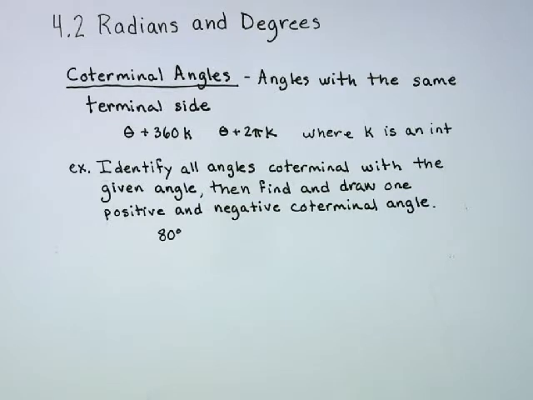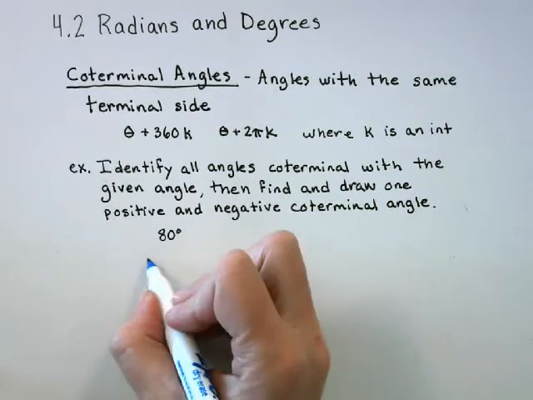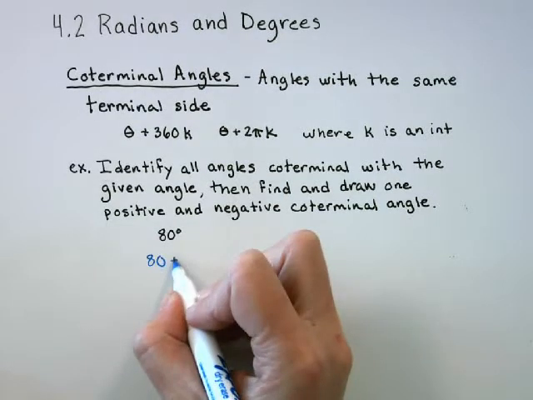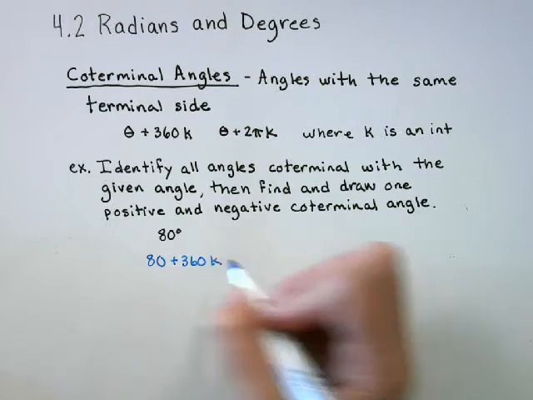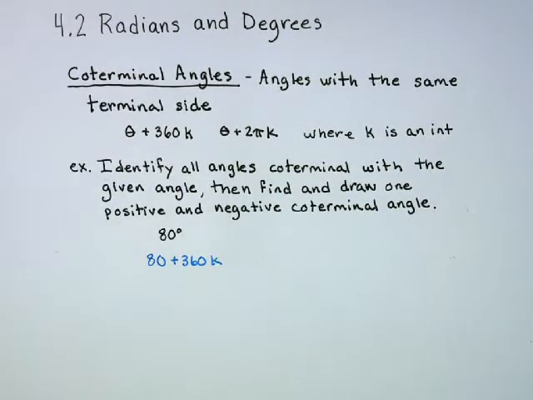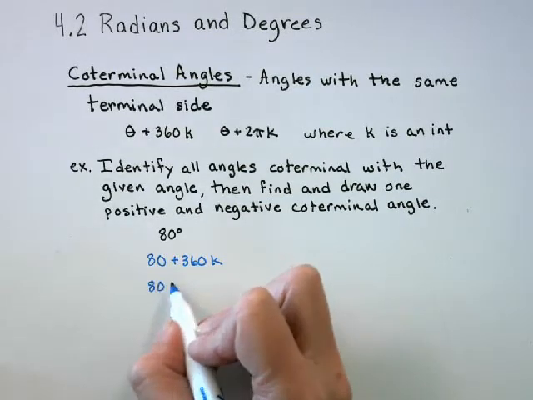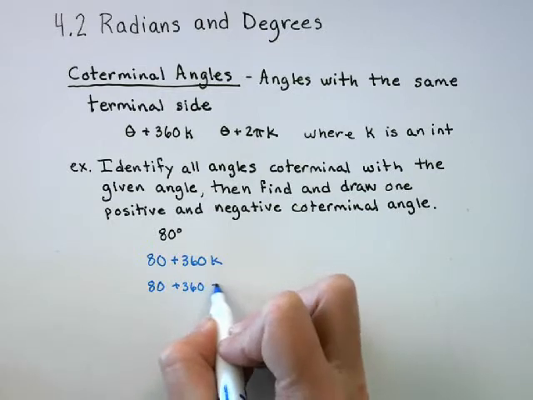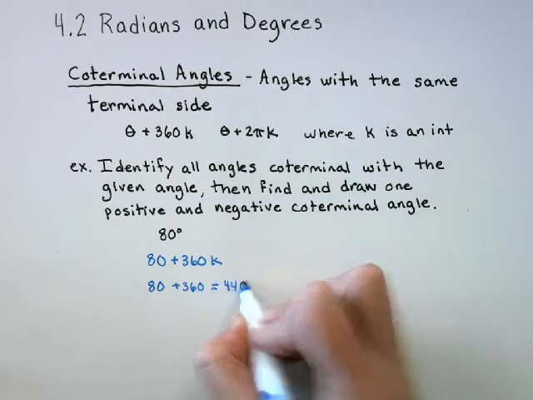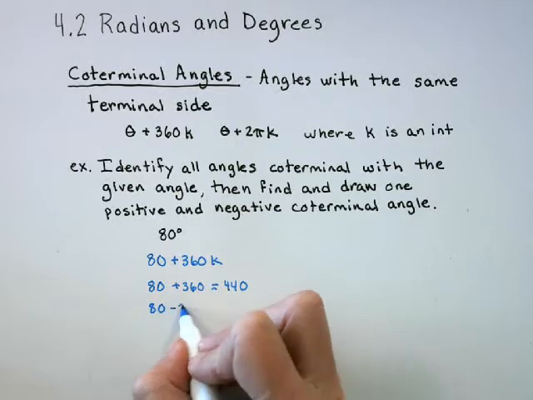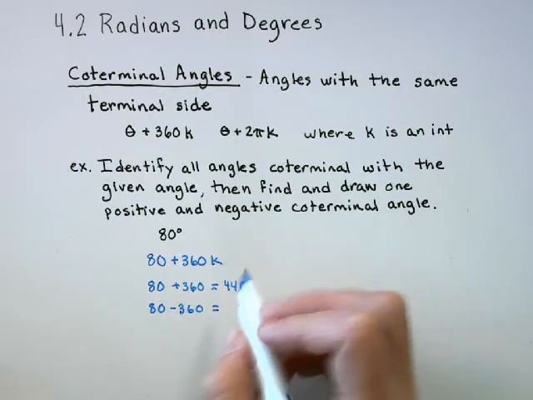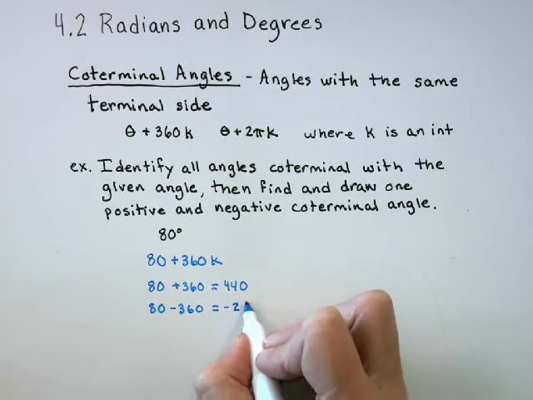Our example is going to be identify all angles coterminal with the given angle, then find and draw one positive and one negative coterminal angle. So all angles that are coterminal is going to be 80 plus 360k, where k is an integer. I can find one positive and one negative by adding 360, which gives me 440, or subtracting 360, which gives me negative 280.